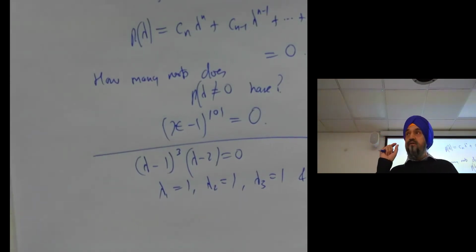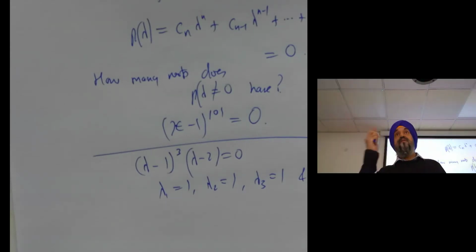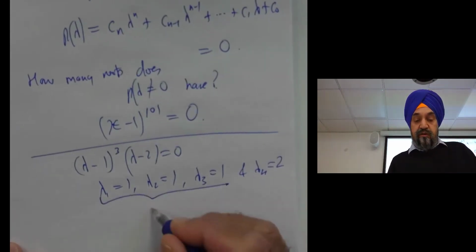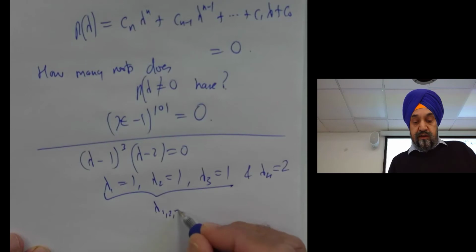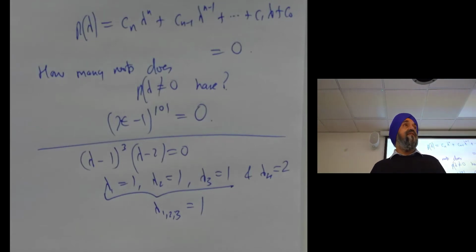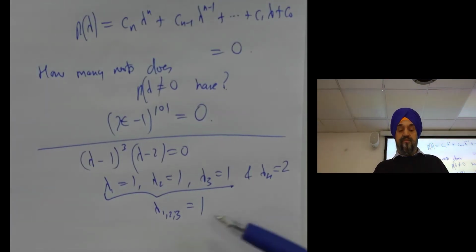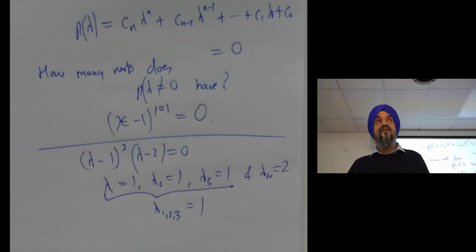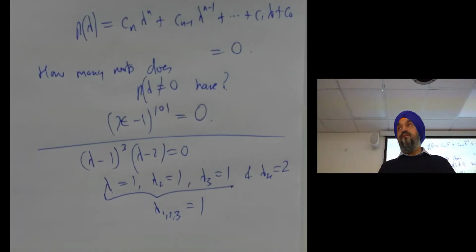Of course, there are 2 distinct ones, 1 and 2, but these are repeated. In compact notation, we write this as lambda 1, 2, and 3 equal to 1, and we say that eigenvalue has a multiplicity of 3. We call this one a simple eigenvalue. If it's only got a linear form, only 1 root there, we call that a simple eigenvalue. If it's got more than 1 root, repeated roots, and it occurs 10 times, then we say that eigenvalue has a multiplicity of how many times?